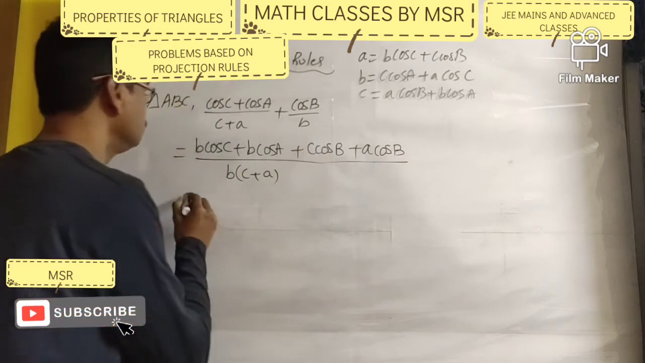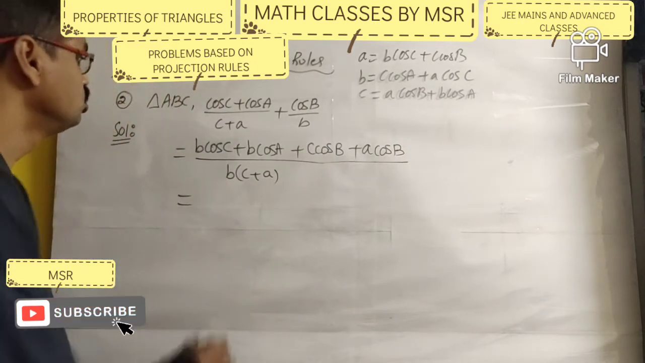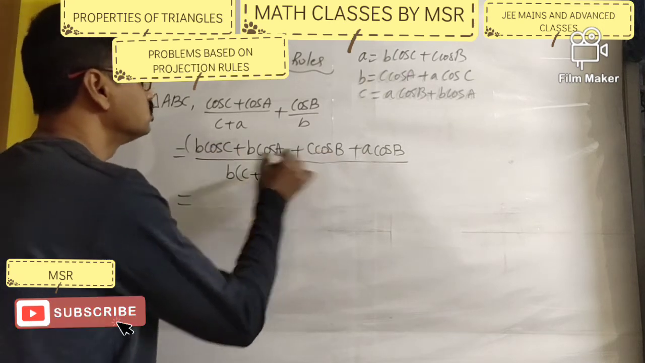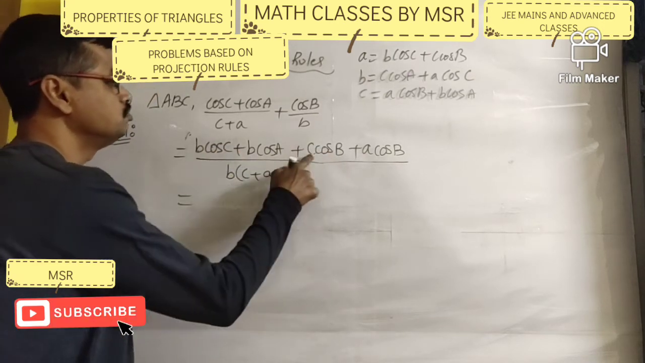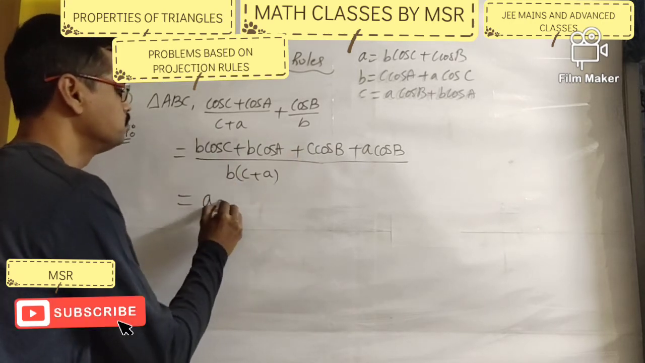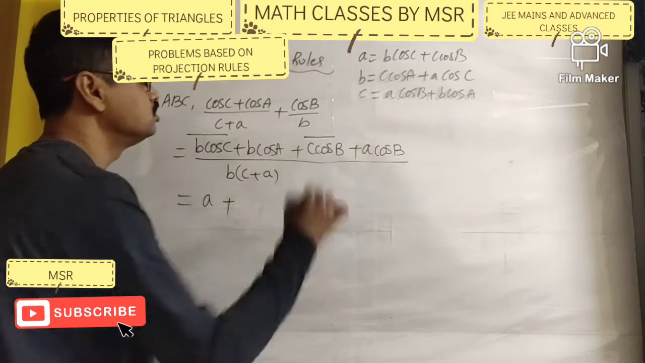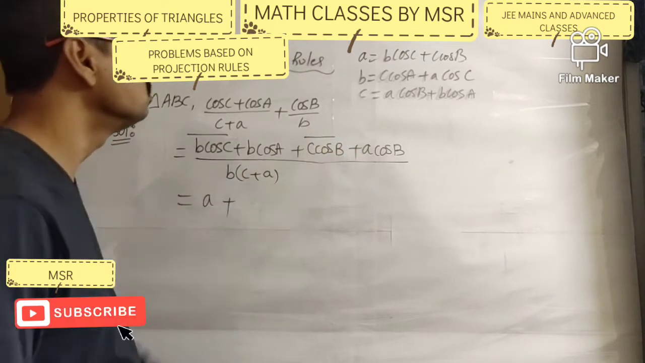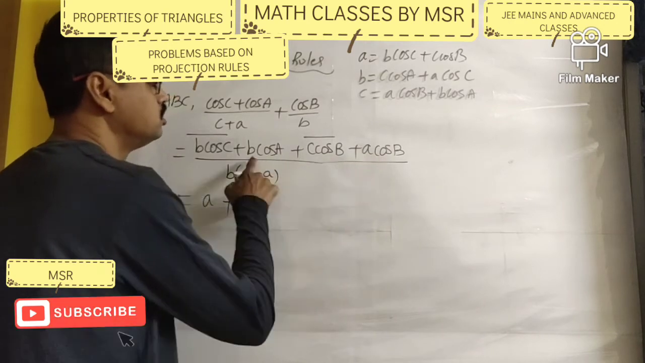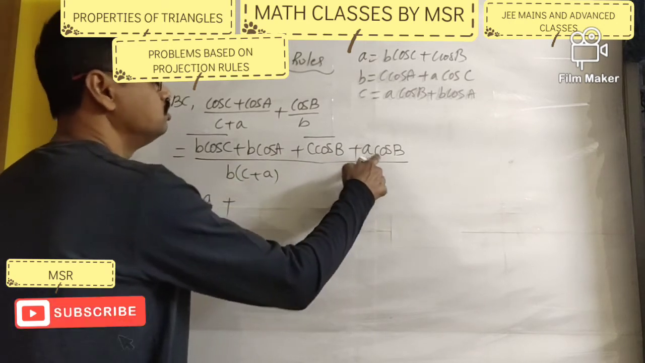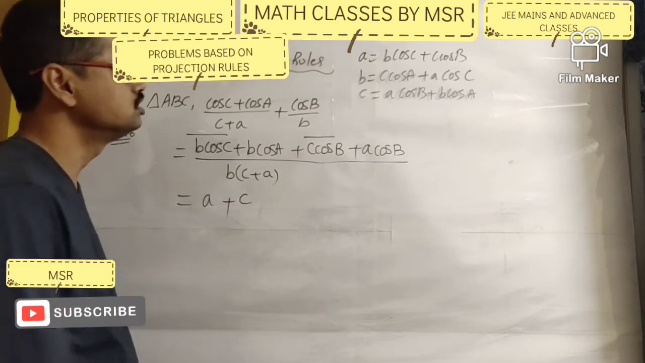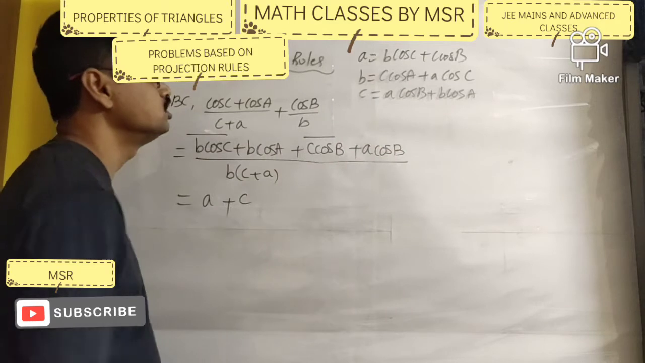So this is the numerator we got. Now if you see clearly, B cos C plus C cos B is A. This term and this term I considered. Next again, B cos A plus A cos B. That is obviously C. C is equal to A cos B plus B cos A.